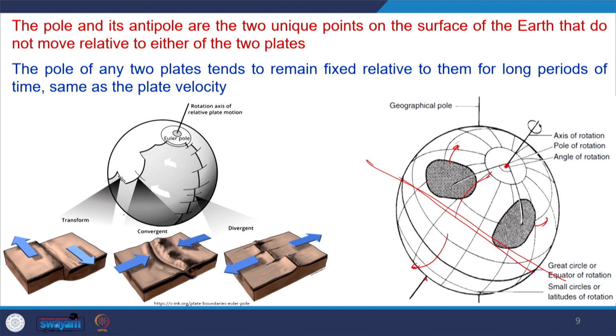And if you see here, this is the transform fault, this is the convergent margin, and this is the divergent margin, and this is the Euler's pole. So, I want to say any type of margin follows the Euler's pole theorem, either convergent, divergent, or transform boundary. Every two plates have a constant Euler's pole, and they are moving with respect to that. Now, the question arises: how do we determine the position of this Euler's pole?